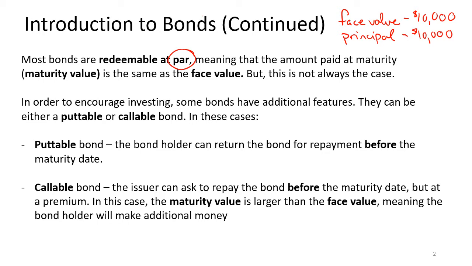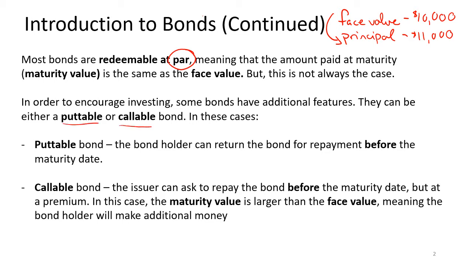But there are instances where these two items are not the same. You might have purchased the bond for $10,000 and they might have, let's say, paid you $11,000. You might ask, why is that the case? Well, there are two major features you can consider. One's called a puttable bond and one's called a callable bond.